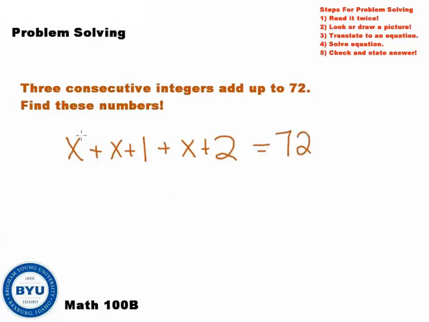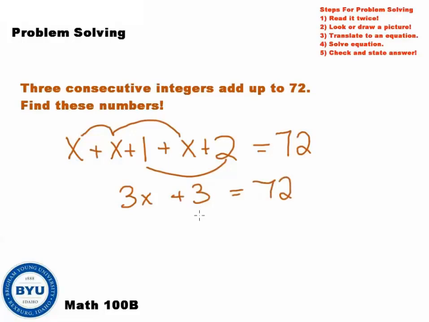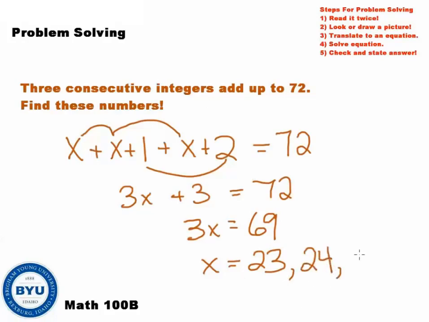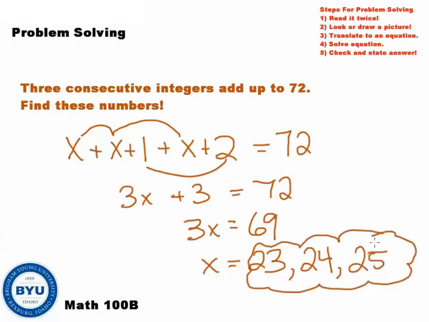All we'd have to do is combine the like terms, 3x plus 3 equals 72. We minus the 3. We get 69. So x equals 23. So that's the first number. 23 is the first number. The next consecutive integer after that would be 24. And the next one after that is 25. So these are our three consecutive integers.